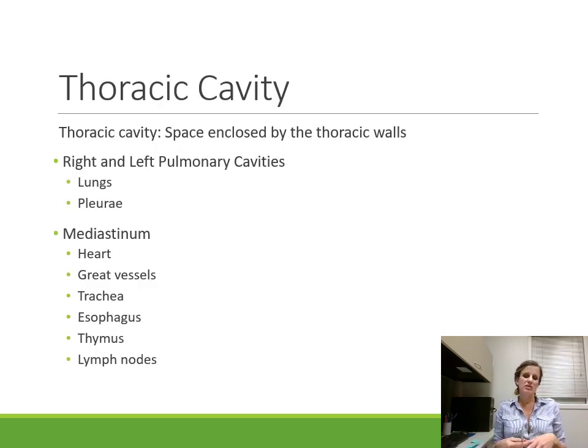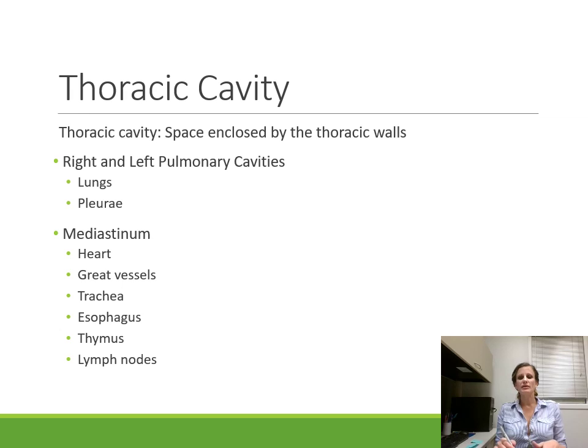The thoracic cavity refers to the space that's enclosed by the thoracic walls. So really the space between the diaphragm on the inferior edge and the neck on the superior edge. When we look at the thoracic cavity, it's further subdivided inside into the right and left pulmonary cavities or pleural cavities, which each house a lung and are surrounded by the double layer membrane that we call the pleura, right? The visceral pleura and parietal pleura.